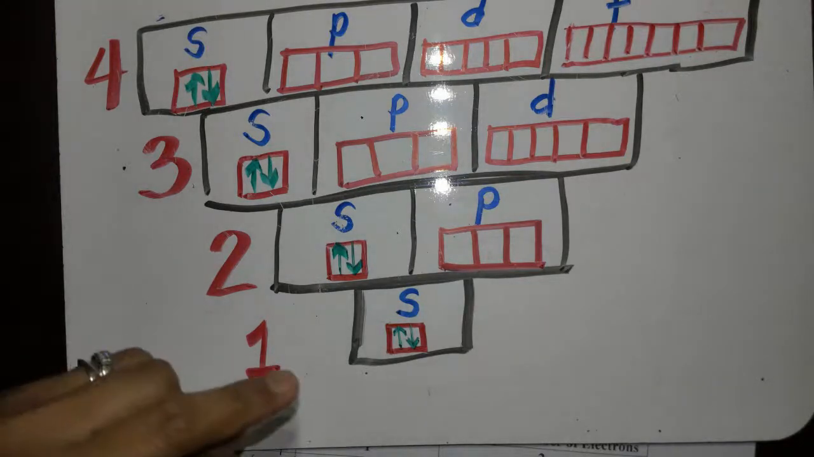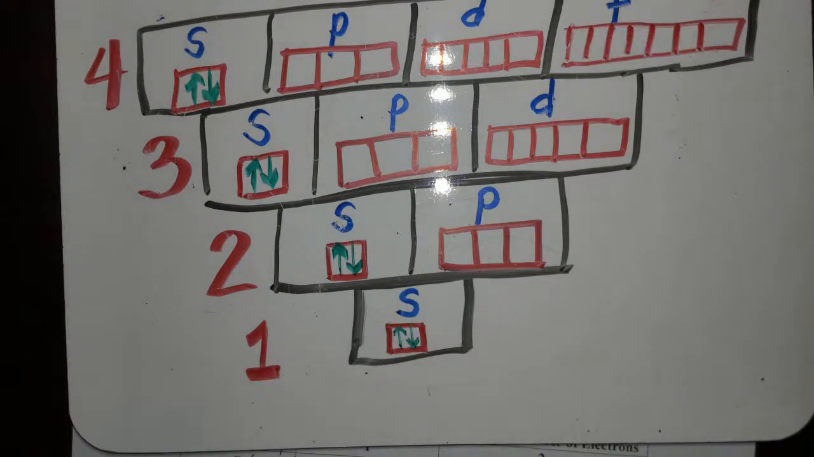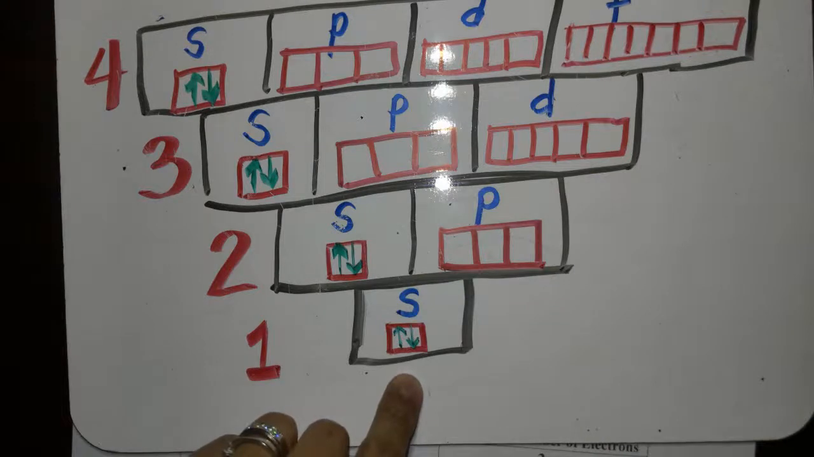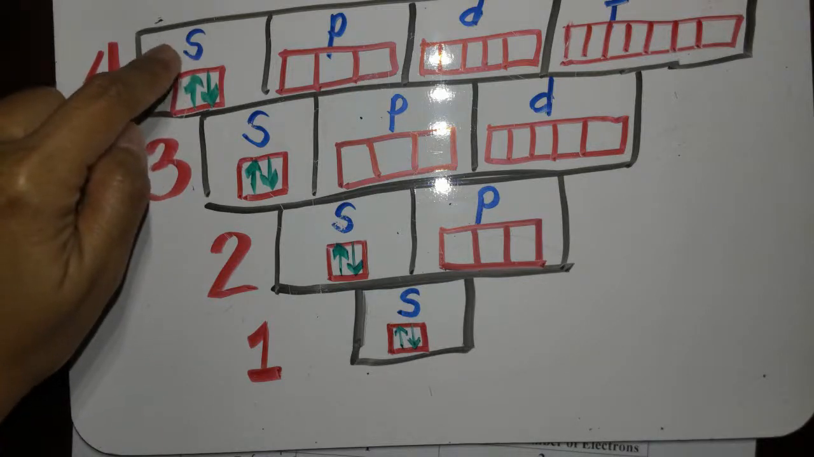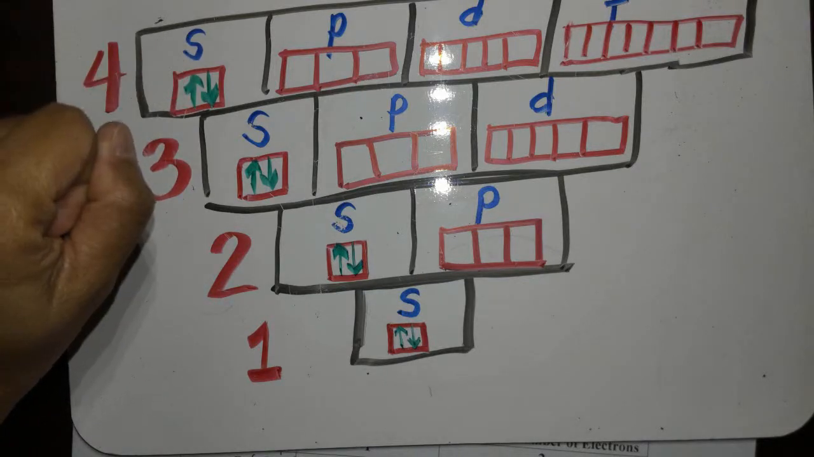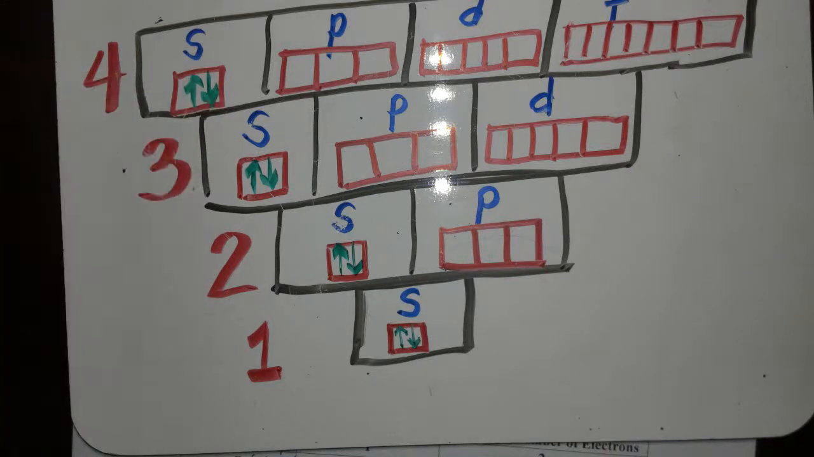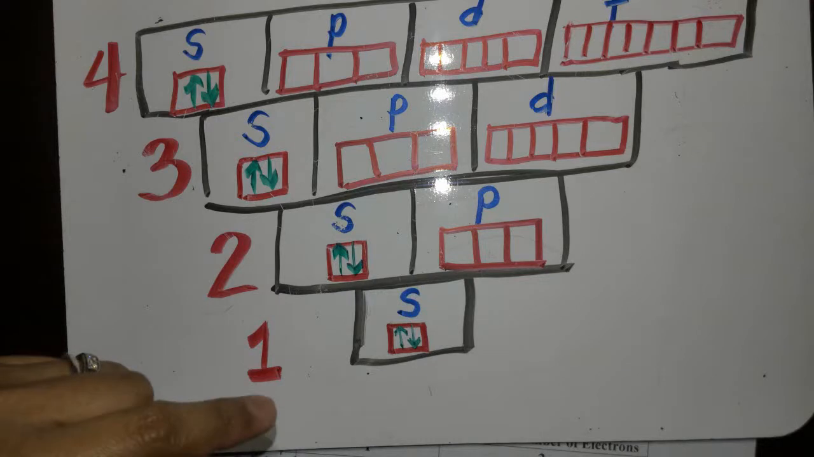If the question is, what's the maximum number of electrons that can occupy an S sublevel, what will be your answer? The correct answer is 2 electrons. Let me repeat: the maximum number of electrons in an S sublevel is 2 electrons. The reason is that your S sublevel only has 1 orbital, or 1 box in this case.